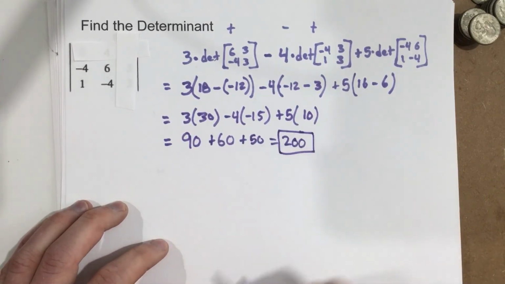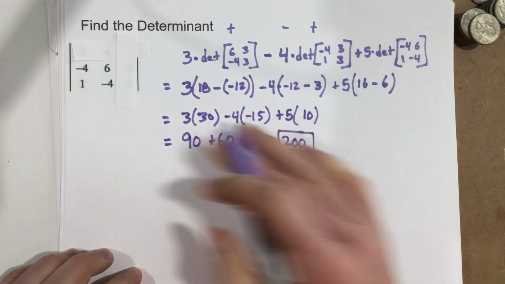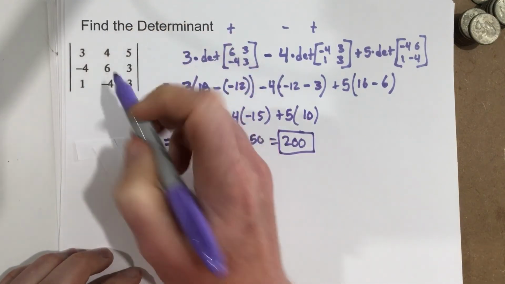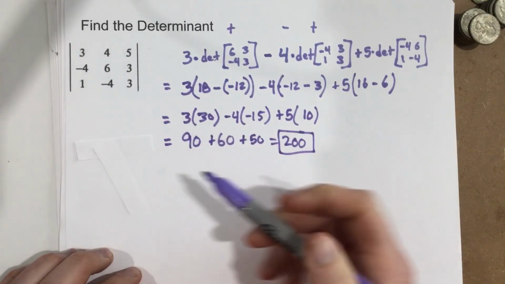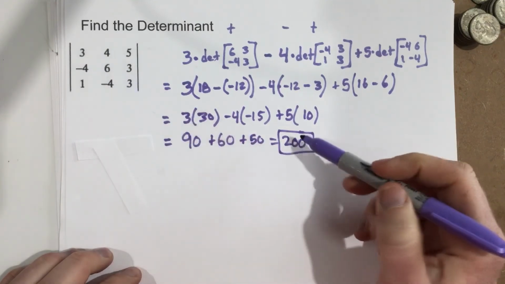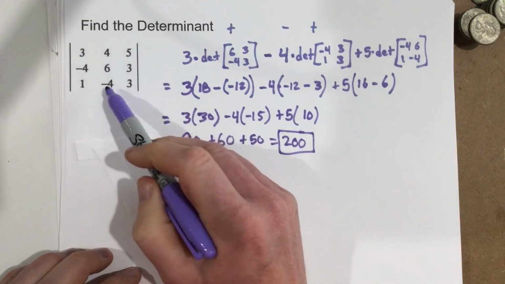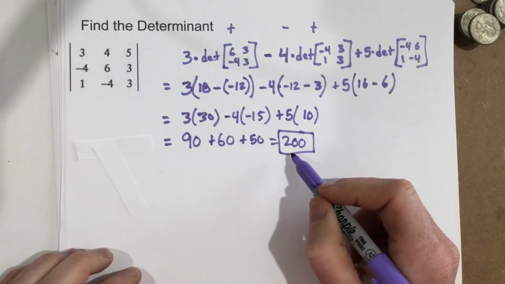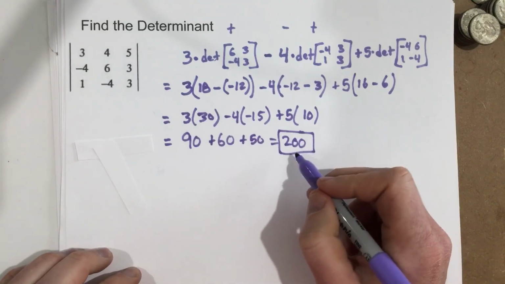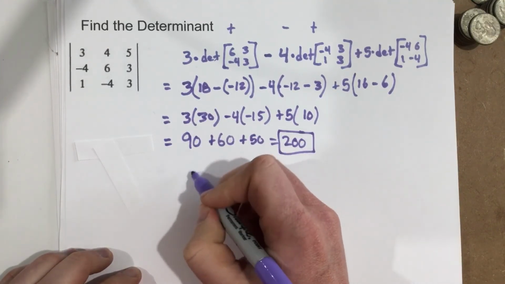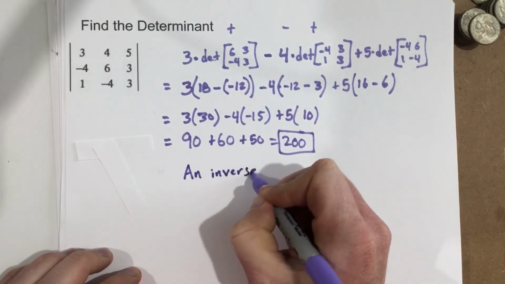And that's the determinant. Now, what's the determinant telling you? The whole reason to find determinants is we want to know, does this 3 by 3 matrix have an inverse? Well, if it has an inverse, then its determinant is going to be something other than 0. If it doesn't have an inverse, its determinant would be 0. So 0 means no inverse. Anything other than 0 means inverse. So we can say that an inverse exists.